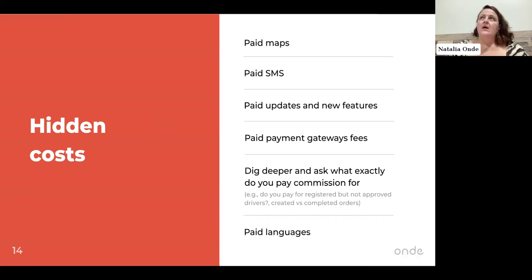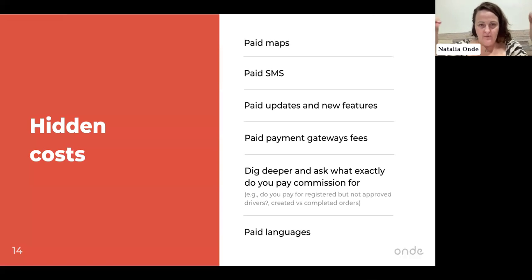Similar with, let's say, a fixed rate for rides: are they going to be charging only for created rides, or only for completed orders? So whenever you receive those numbers, don't compare them just as, okay, you gave me 15% and somebody gave me 14%. Sometimes those numbers mean different things.